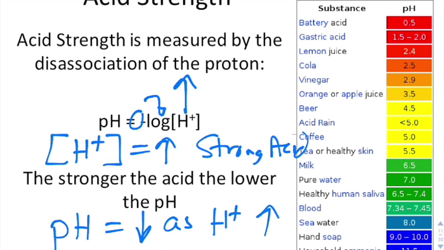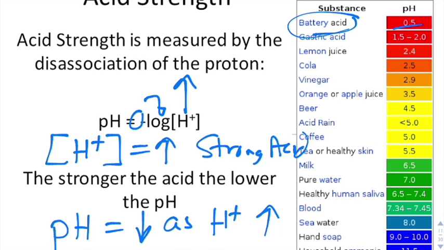So if I have a low pH, I have a lot of free hydrogen ions. If I have a high pH, I have a low number of dissociated protons. Low pH, high hydrogen concentration is a strong acid. And here, these are just some comparisons. Like battery acid has a relatively low pH, so because of that, it's going to have a high hydrogen concentration.